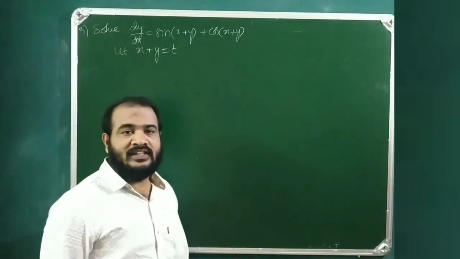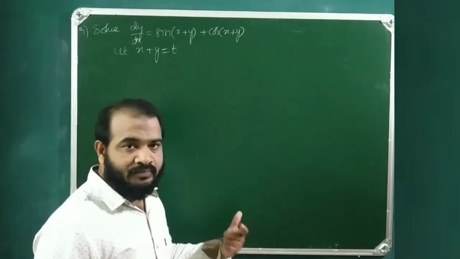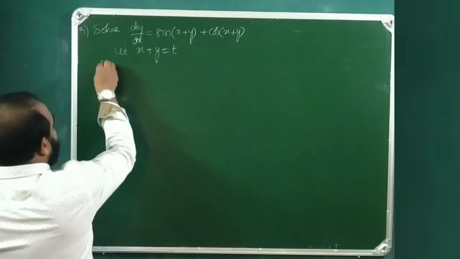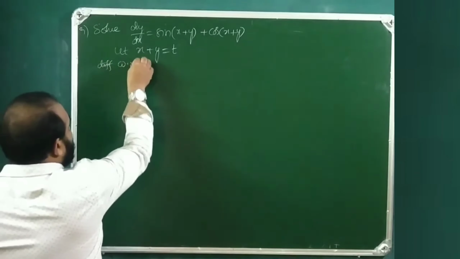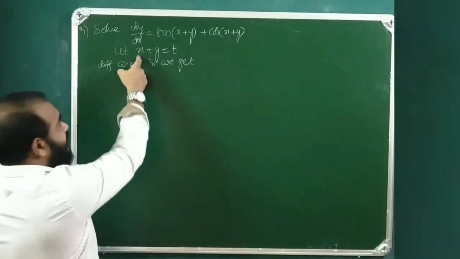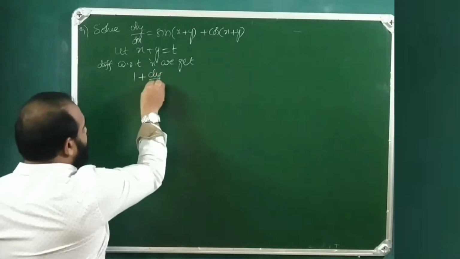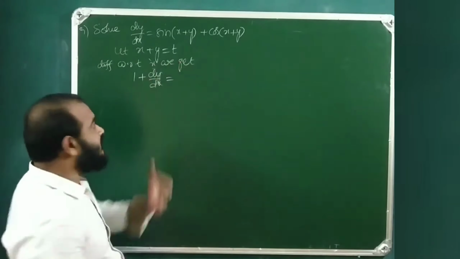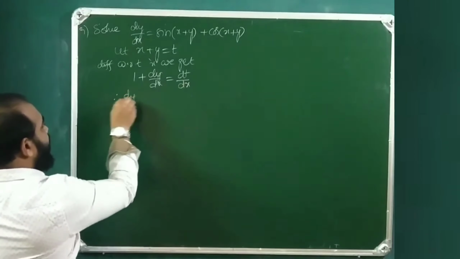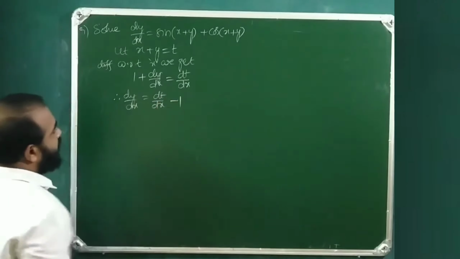The very first thing that should strike our mind whenever we take a substitution is differentiating with respect to the independent variable x. So differentiating with respect to x, we get d by dx of x is 1 plus d by dx of y is dy by dx, is equal to d by dx of t is dt by dx. So from which dy by dx equals dt by dx minus 1.